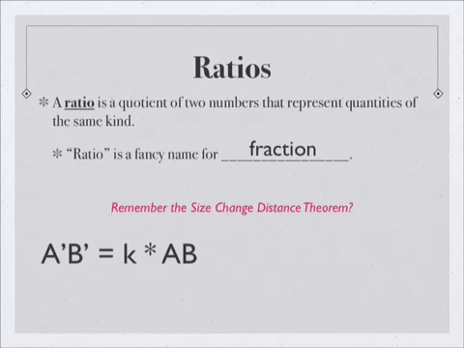Like this. This is the correct way to write it out, and we sort of wrote that in our homework assignment. Remember when I had you write h prime w prime equals 2 times hw? That's what that was. That's the size change distance theorem. We wrote it in words in our notes yesterday, but this is the shorthand for it.